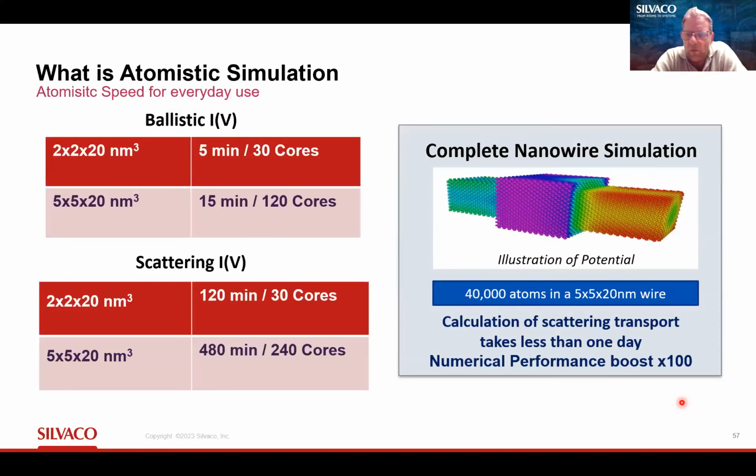From a simulation time point of view, it's also important to mention that when you do atomistic simulation, you can go ballistic, or you can add scattering, and of course the simulation time is very different. But here is just a simple illustration of the time needed to do a nanowire simulation. The first thing to notice is the number of cores you have to use. Again, atomistic simulation does require more hardware resources than a TCAD simulation.